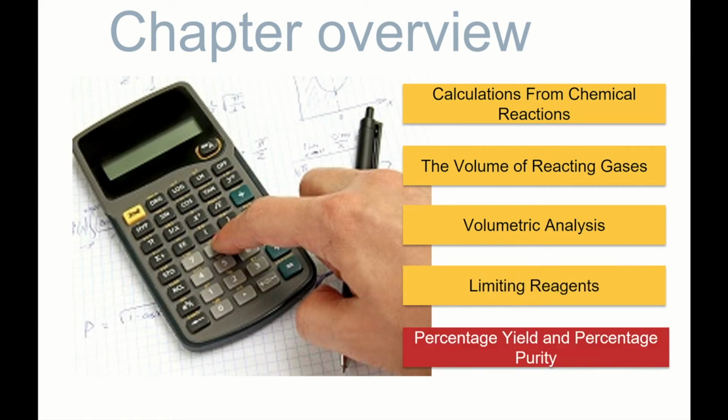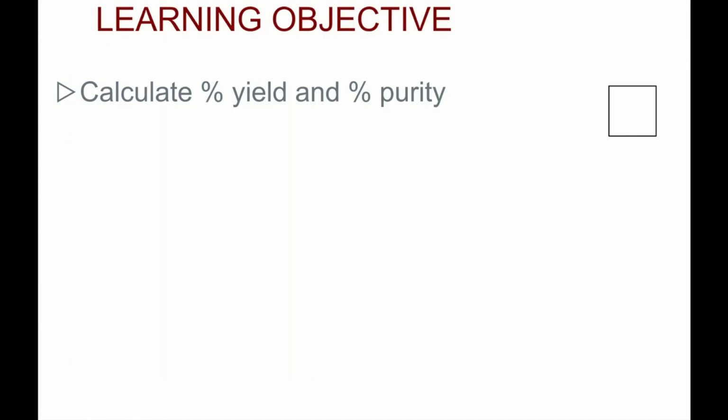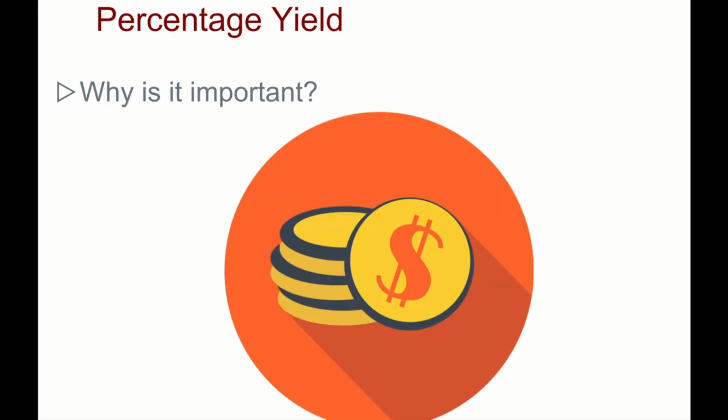Okay, we are moving on to the last part, percentage yield and percentage purity. Calculate percentage yield and percentage purity. Percentage yield is to find out whether this reaction is feasible, is it economical, because we are always trying to aim for higher percentage yield. We don't want a reaction that only produces 1% yield. That's not feasible. There's a lot of wastage. Then when we produce something, we aim for 100% purity.